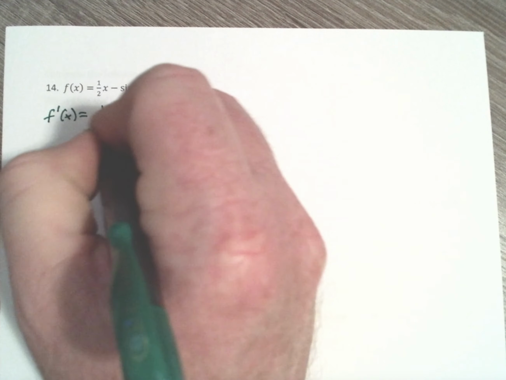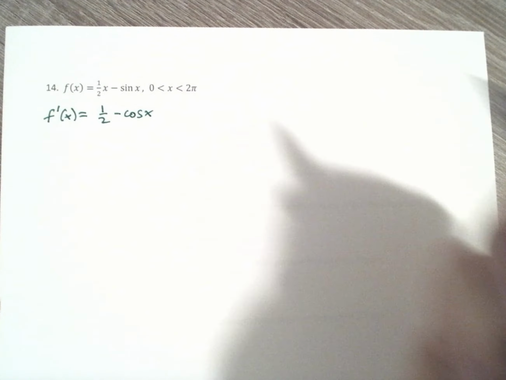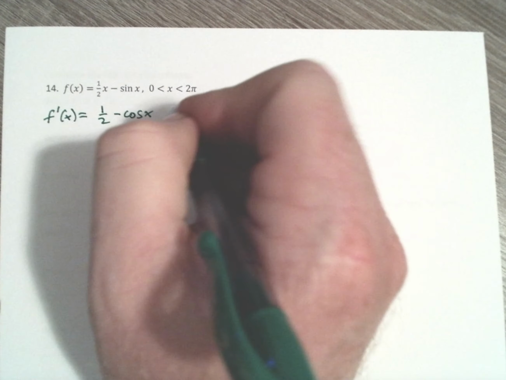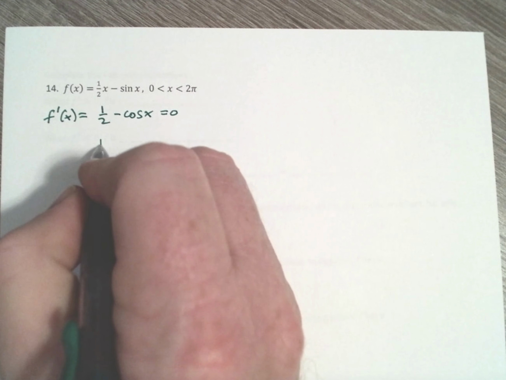All right, so the first thing I'm going to do is find my derivative. The derivative of 1/2 x is 1/2. The derivative of negative sine is negative cosine. And I'm going to set that equal to 0. I'll add the cosine to the other side.